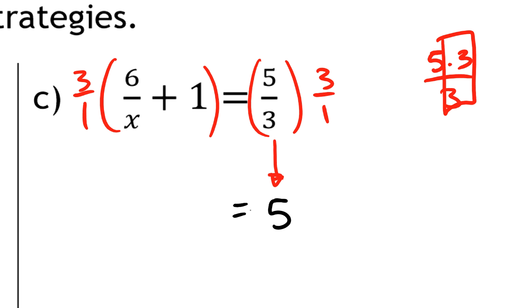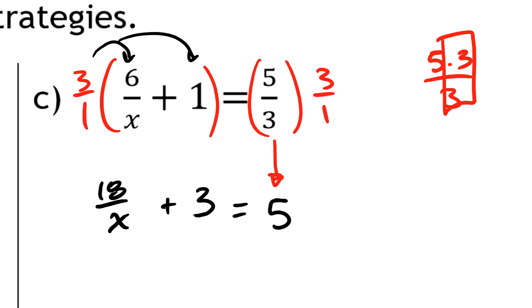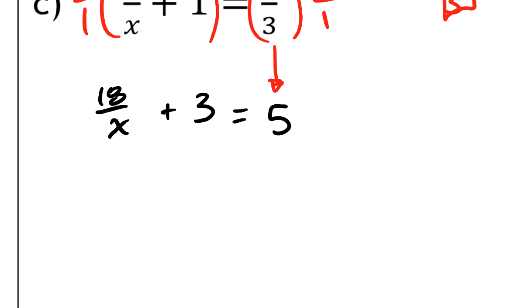On the other side, I still need to multiply both of these terms by the number 3 over 1. And when I do that, 3 times 6 is 18. So I have 18 over x, and then plus the number 3. So I definitely destroyed one of the two fractions I have, right? 5/3 is no longer a fraction. It's just the number 5.